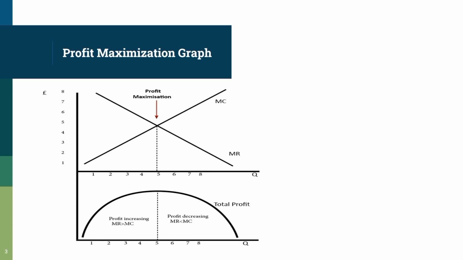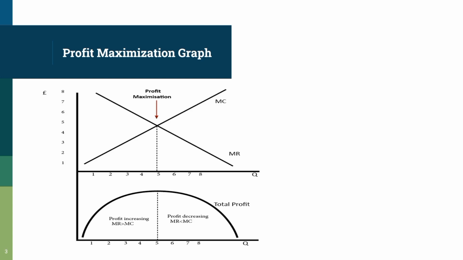This is the profit maximization graph. If the firm produces less than an output of 4, MR is greater than MC. Therefore, for this extra output, the firm is gaining more revenue than it is paying in cost, and total profit will increase. At an output of 4, MR is only just greater than MC, therefore there is only a small increase in profit, but profit is still rising.